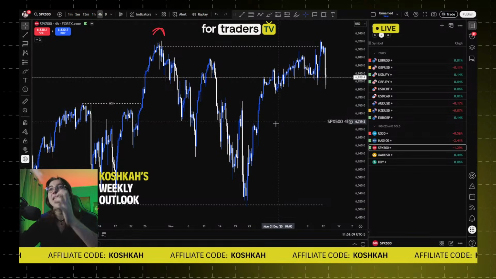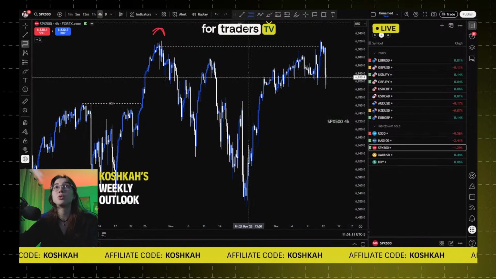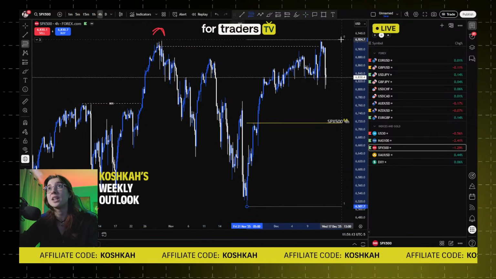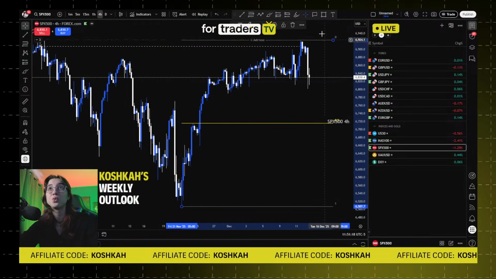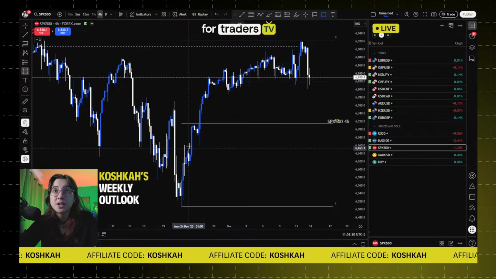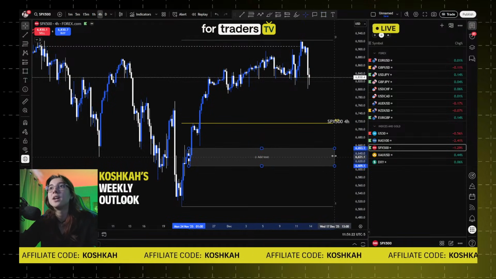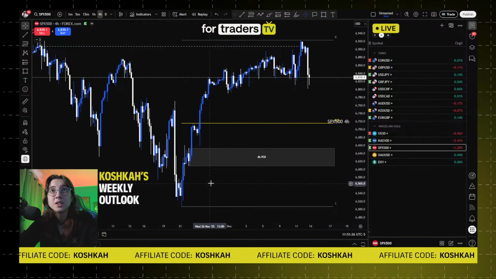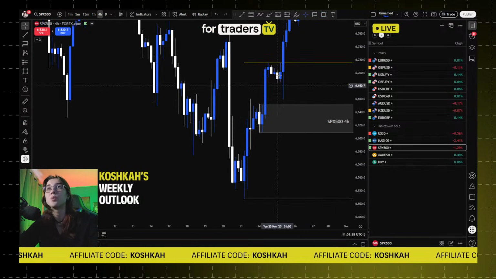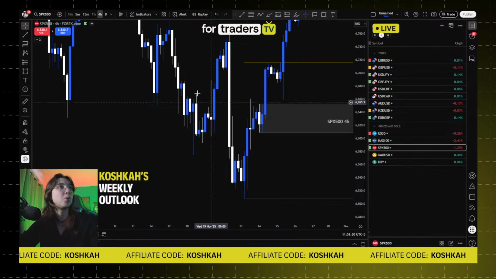Okay, so S&P, what's going on? We finally broke structure to the upside. So here we create a huge range. What's going on here? We have this POI on the 4 hour. We have nothing else below the 0.5, so we just have this POI here.